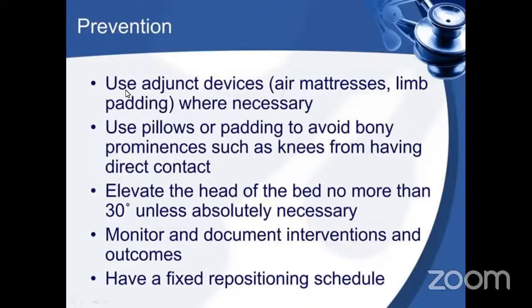And lastly, we can use adjunctive devices like air mattresses and limb padding wherever necessary. Use pillows or padding to prevent bony prominences such as the knees from having direct contact. Elevate the head of the bed no more than 30 degrees unless absolutely necessary. Also monitor and document the interventions and outcomes, and have a fixed repositioning schedule like we discussed, every 2 hours, 1 hour, or 15 minutes. So we have to document in the records.